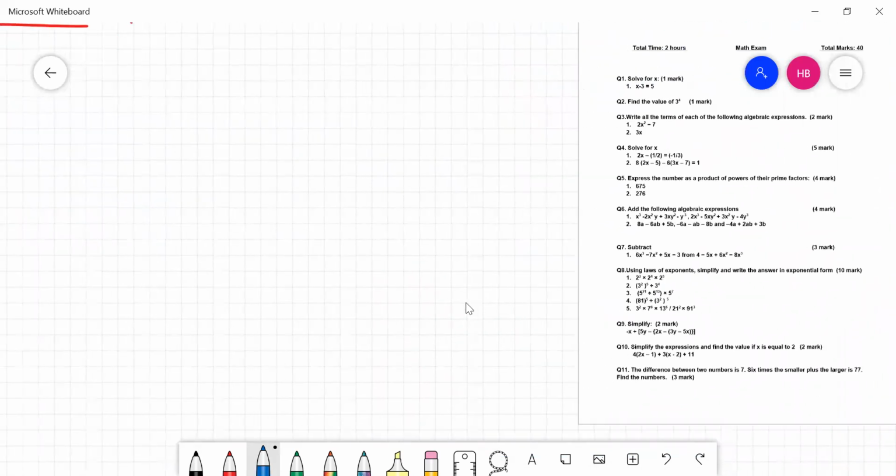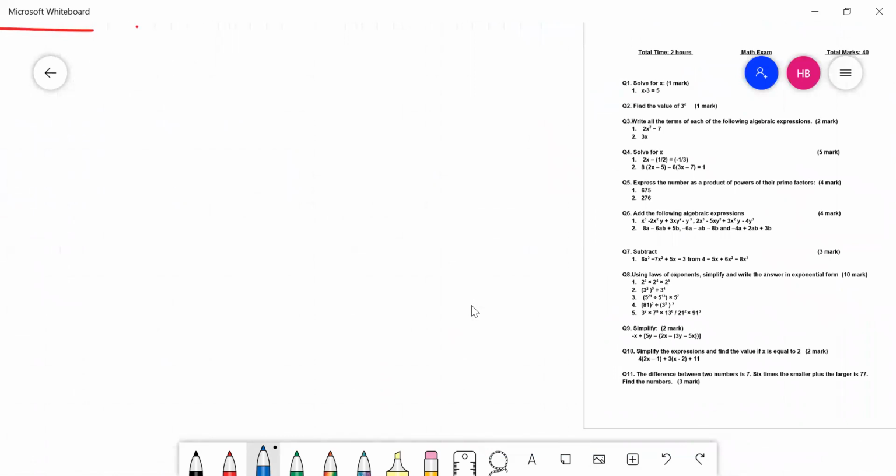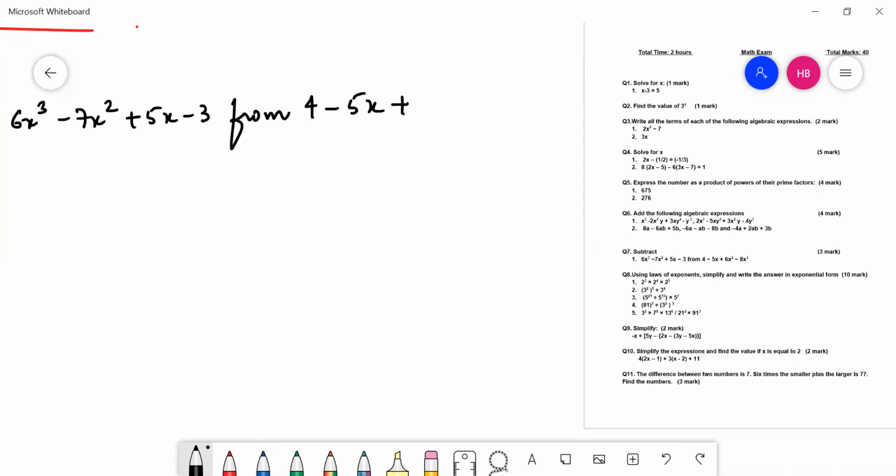Question number 7, we have to subtract the two algebraic expressions. Let's see how we can subtract these two algebraic expressions. So what are the two given algebraic expressions? They are saying 6x cube minus 7x square plus 5x minus 3. This algebraic expression I have to subtract from 4 minus 5x plus 6x square minus 8x cube.